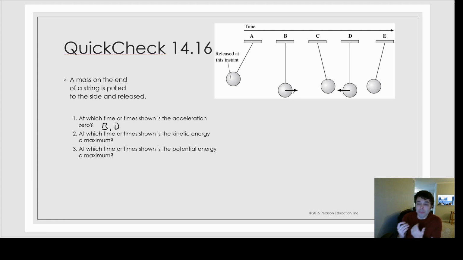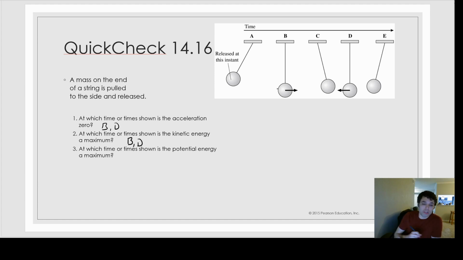At which time or times shown is the kinetic energy at a maximum? Pause it. Answer. Now you're back. All right. Well, we know at A and C and E, that's where the object was when it was released, right? In other words, it goes up, slows down, stops, and then moves again. So we already went over this with the energy stuff. Where is the kinetic energy at a maximum? That's at B and D again. At the bottom, we have no potential. All the energy is kinetic, moving the fastest at the bottom, with no potential at the bottom.